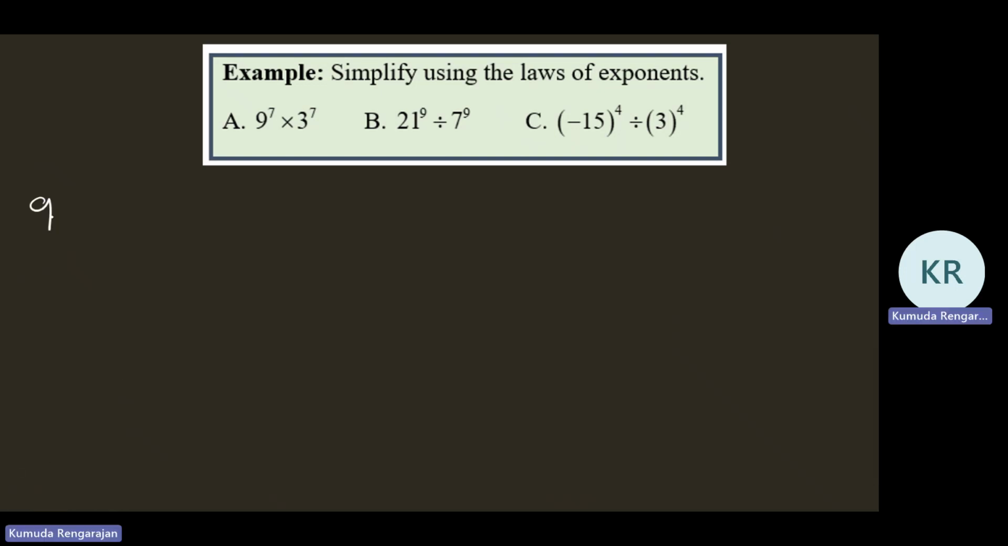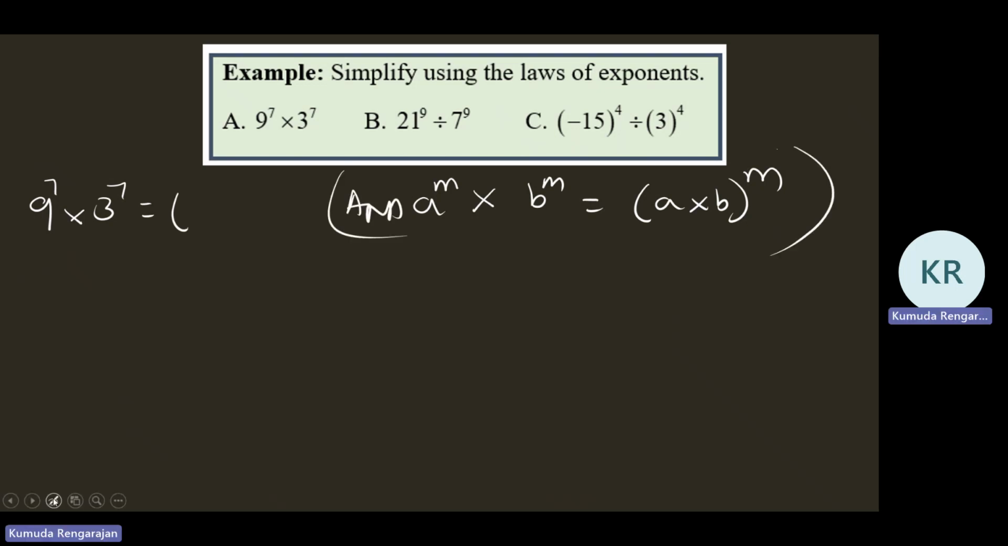Now, what do you see here, children? Bases are different. Powers are the same. So what will be the rule? Bases are different, A, B. It's multiplication, but the powers are the same, M, M. So this is equal to A multiplied by B, the whole raised to the power M. A to the power M into B to the power M is equal to A into B the whole raised to the power M. So use the same rule. This is applying this rule only. So what's the answer?